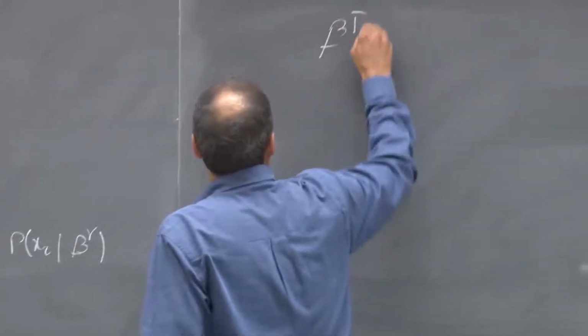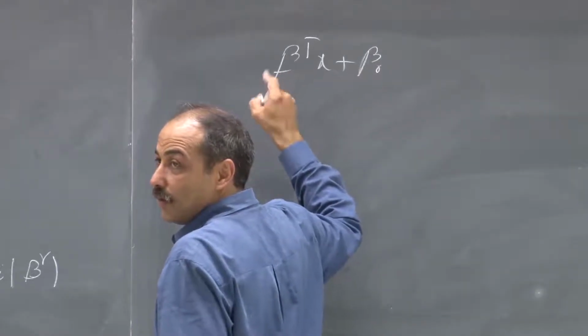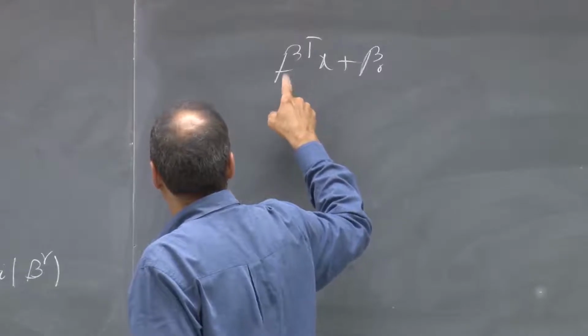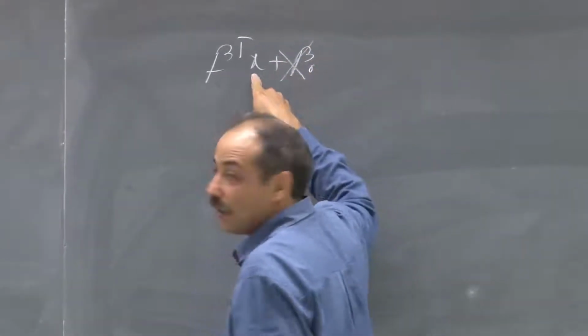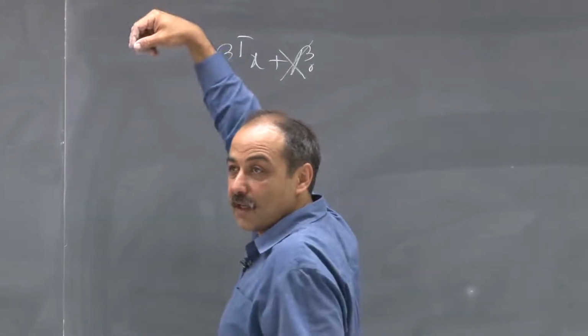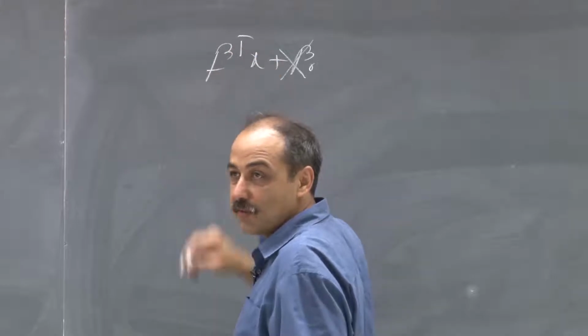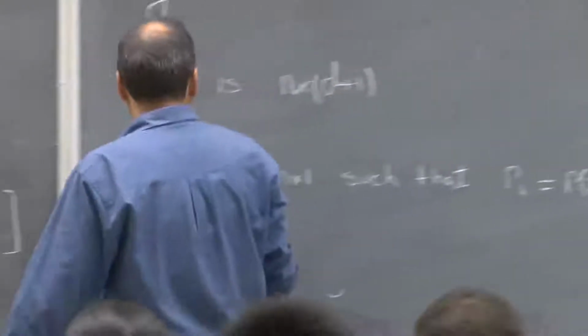You know, the linear function has this form, right? This is d by 1, and this is 1 by d, this is d by 1. So I can get rid of this and write it as augmented x, add 1 at the end, and make this d plus 1 as well. Okay. So this is p.